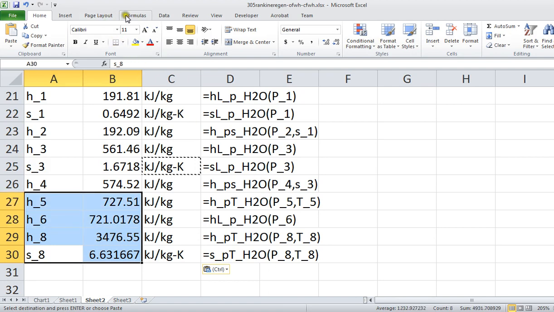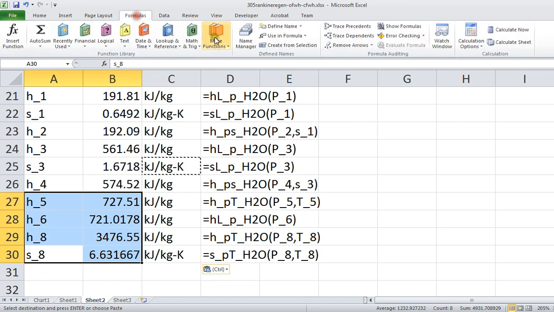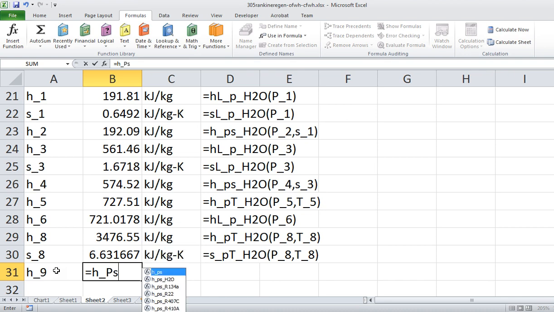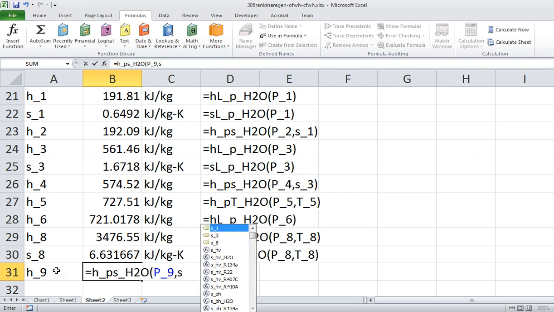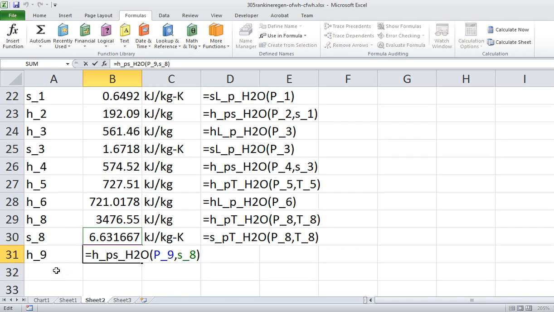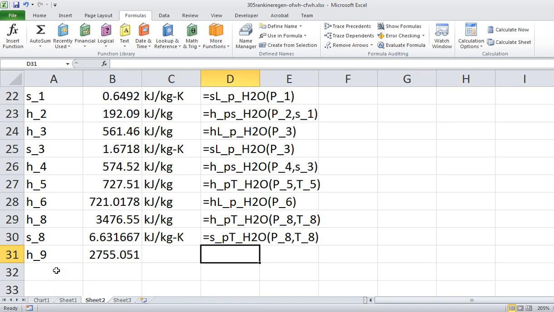That we made, I think we'll be able to calculate H9 from the pressure and the entropy. Pressure 9 and entropy 9 is the same as entropy 8. So S9 equals S8.